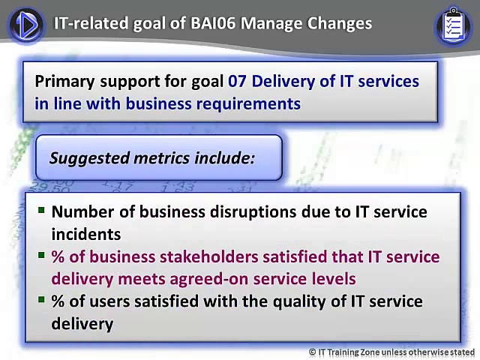The next IT-related goal of Process BAI 06 is 07, Delivery of IT services in line with business requirements. 3 example metrics are given: number of business disruptions due to IT service incidents; percentage of business stakeholders satisfied that IT service delivery meets agreed-on service levels; and percentage of users satisfied with the quality of IT service delivery.